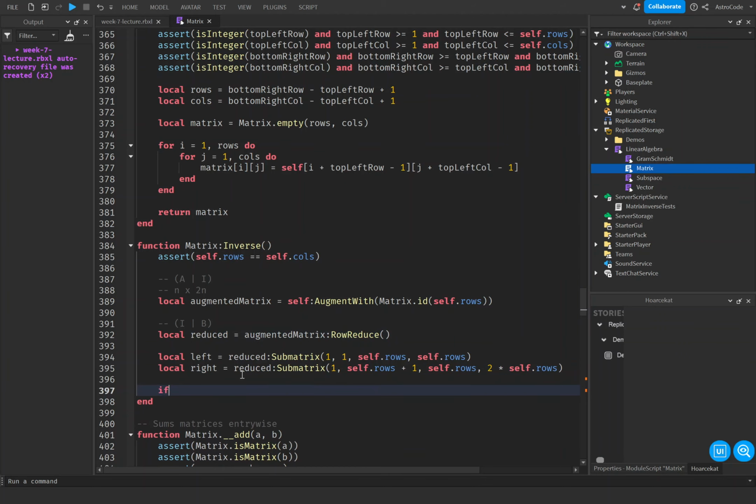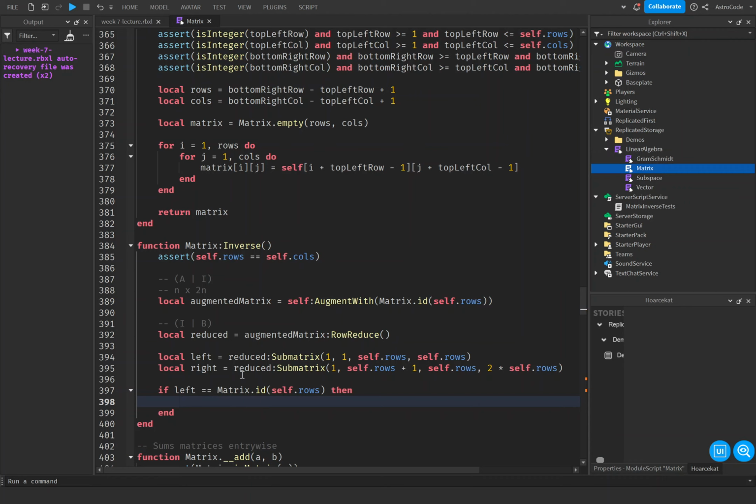And all we're going to do is, if the left half is equal to the identity, then we know our matrix was invertible and that the inverse was the right half. Otherwise, we're going to return nil.